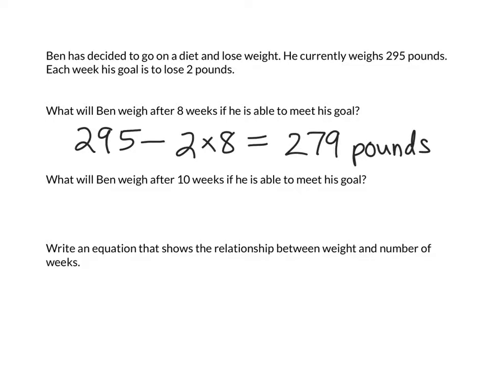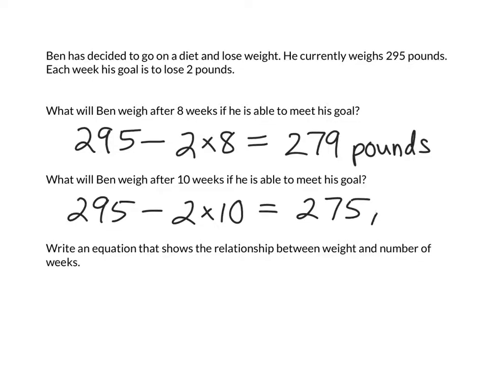All right, after 10 weeks. So he's still 295, but now he's going to lose 2 pounds every week for 10 weeks. So 2 times 10 is 20, and 295 minus 20 is 275.